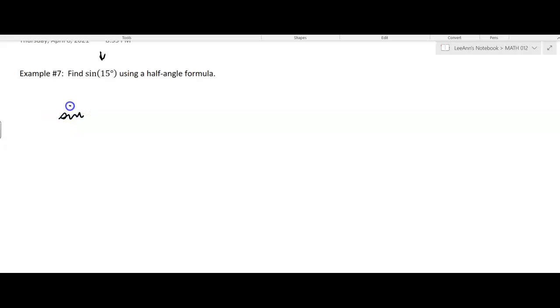Sine alpha over 2 is equal to plus or minus the square root of 1 minus cosine alpha over 2. So that was the half angle formula for sine.